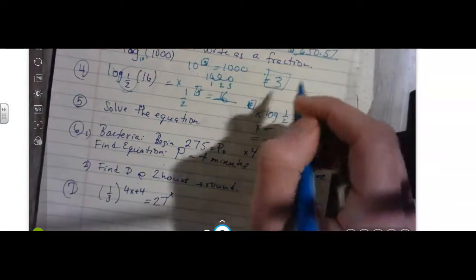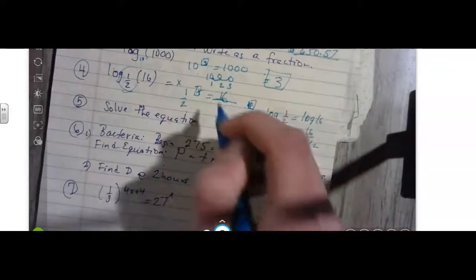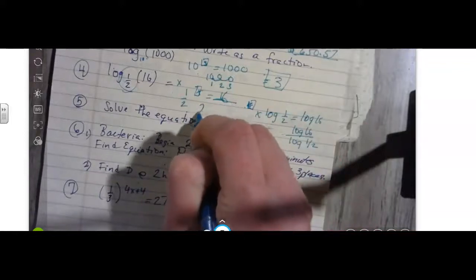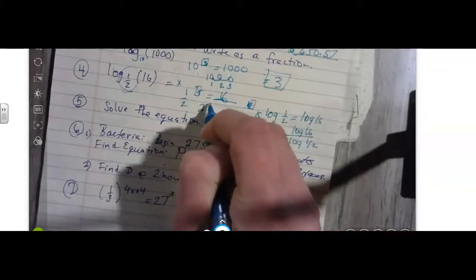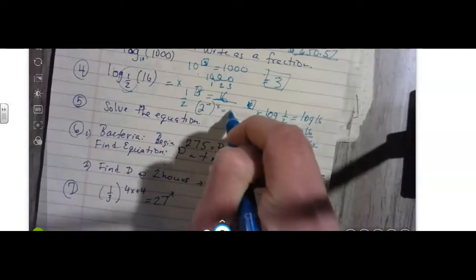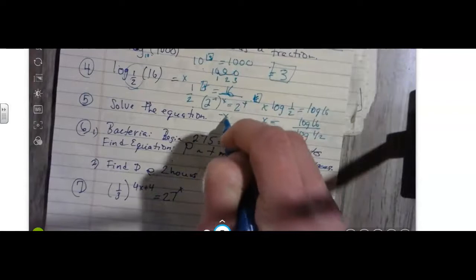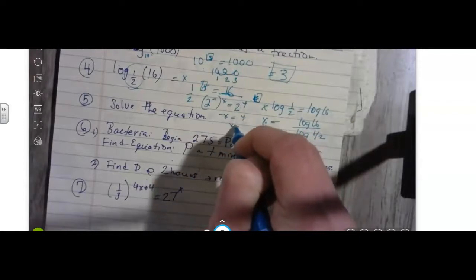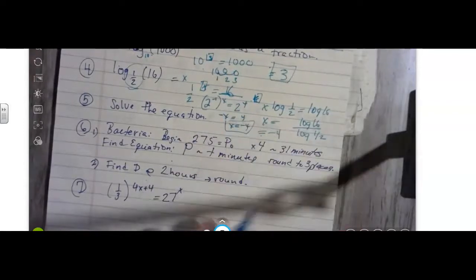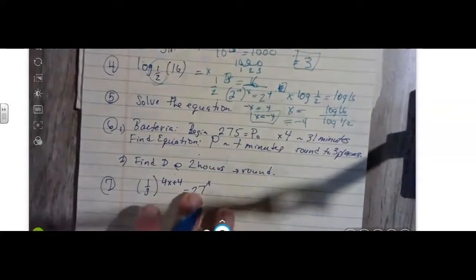But you also know that you can change this to both powers, so you can change this to the same base. That's going to be 2 to the -1 to the x is equal to 2 to the 4th power. That's another way to do that. And you say, okay, so therefore -x is equal to 4, so x is equal to -4. So there's more than one way you can do that problem there. I just want to break that down for you.